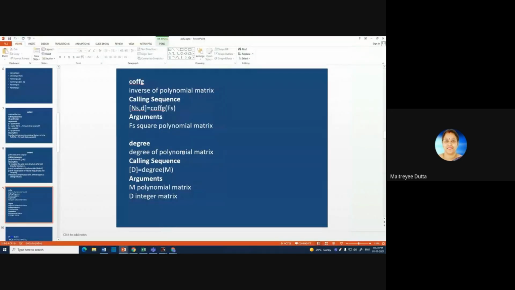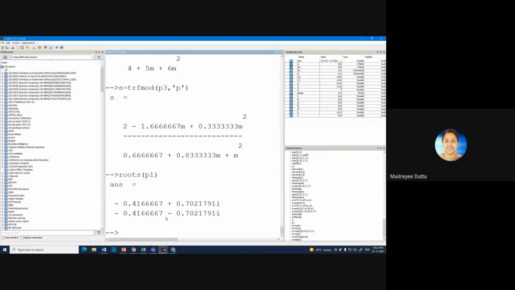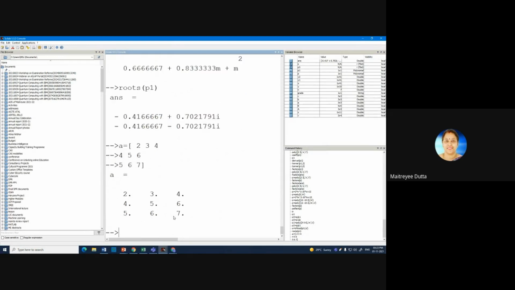Okay, now we will see what is the inverse of a polynomial matrix and the degree of a polynomial matrix and how to calculate them, right? So first of all we want to know what a polynomial matrix is. Let us see. Polynomial matrix, in the sense we have written in the morning half, this is actually one matrix, right?